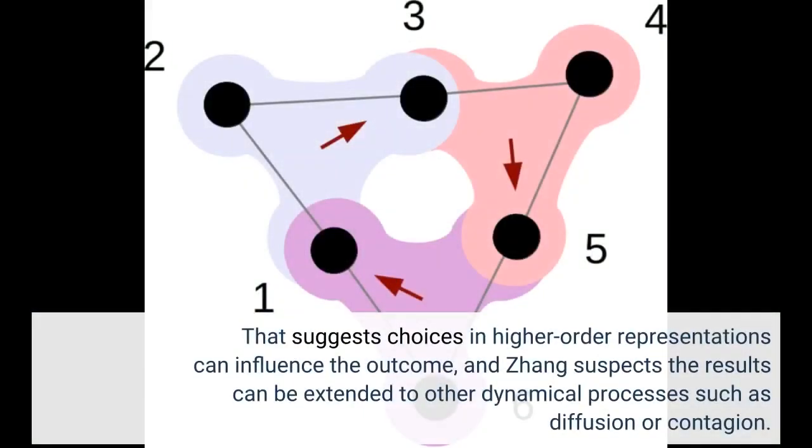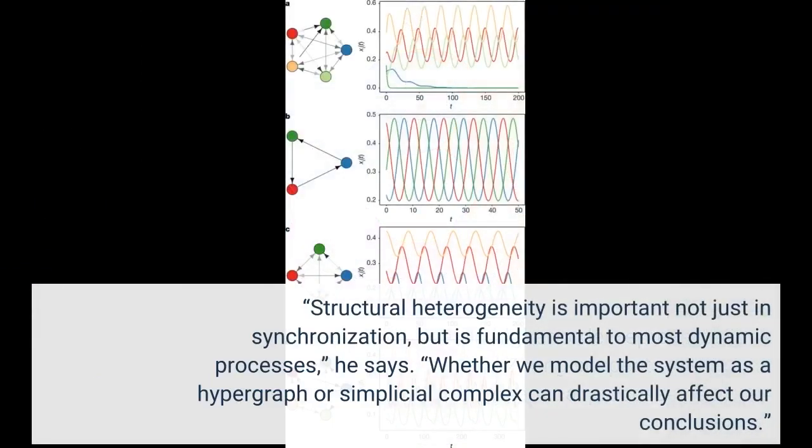That suggests choices in higher-order representations can influence the outcome, and Zhang suspects the results can be extended to other dynamical processes such as diffusion or contagion. Structural heterogeneity is important not just in synchronization, but is fundamental to most dynamic processes, he says. Whether we model the system as a hypergraph or simplicial complex can drastically affect our conclusions.